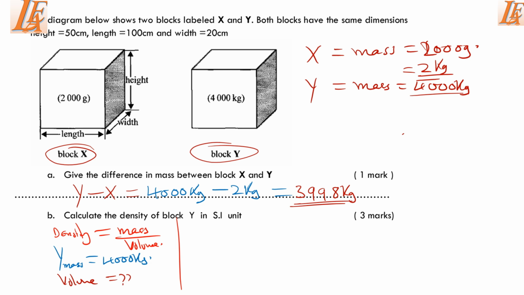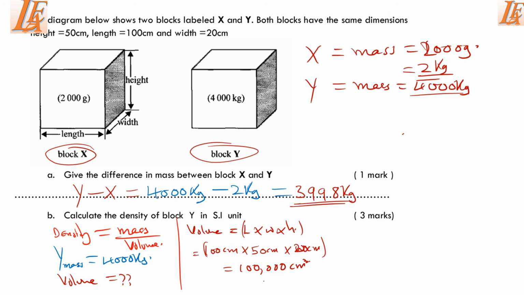Volume of this block we can get by length times width times height. In this case, we are going to take the length, which is 100 centimeter, multiplied by 50, that is the width, and of course 20 centimeter, that is the height. Then 100 times 50 times 20 is the same as 100,000 cubic centimeter.